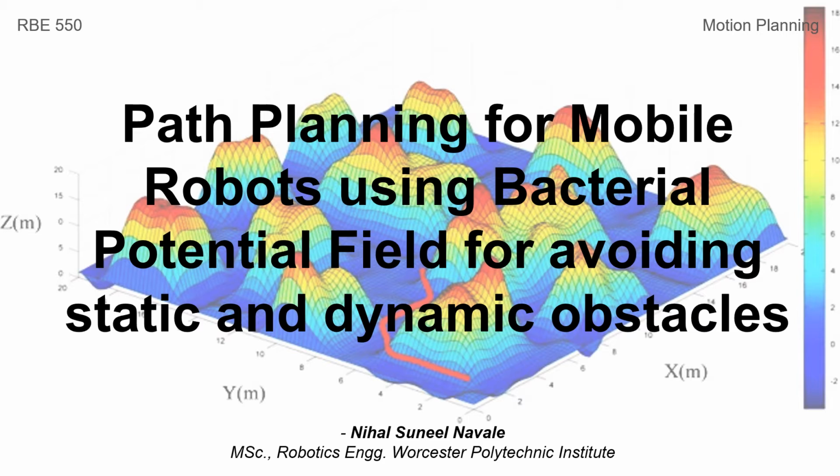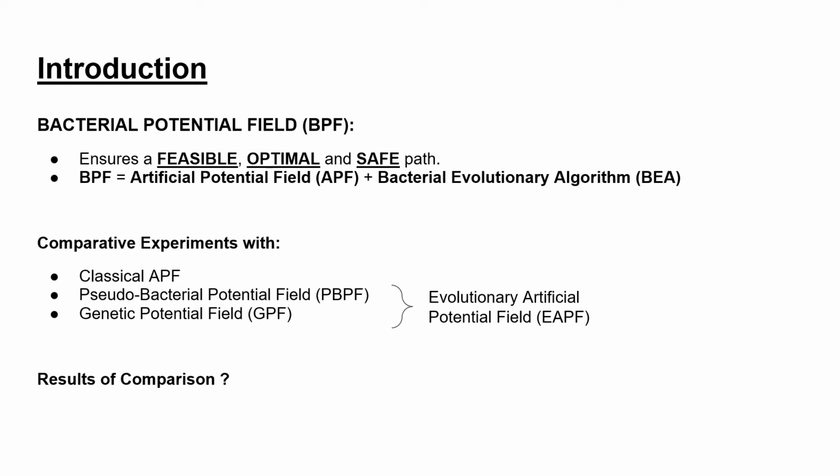So the paper that I'm going to be talking about is path planning for mobile robots using bacterial potential field for avoiding static and dynamic obstacles. In this paper, the optimal path for static and dynamic obstacle avoidance for a mobile robot is computed using a new method called Bacterial Potential Field, also known as BPF. It ensures a feasible, optimal, and safe path. BPF is a combination of artificial potential field, APF, and the bacterial evolutionary algorithm, BEA, hence the name BPF. BEA takes all the advantages of artificial potential field and strongly reduces its disadvantages.